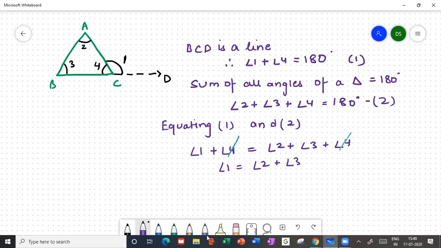Then, taking AC as a transversal, angle A is equal to angle 2 and that remaining angle. And after that, I'll take AB as a transversal. So that remaining angle would be alternate to angle 3. So that angle would be equal to angle 3. So angle 2 plus angle 3 would be angle A.